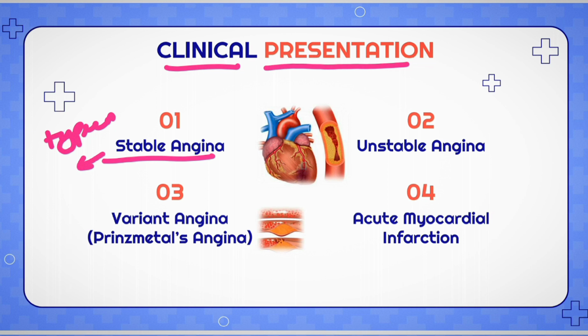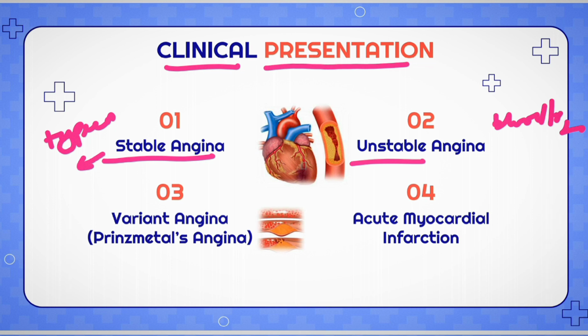The second clinical presentation is unstable angina. Unstable angina is chest discomfort or pain caused by an insufficient flow of blood and oxygen to the heart, and it is also a part of acute coronary syndrome in any patient with coronary artery disease.